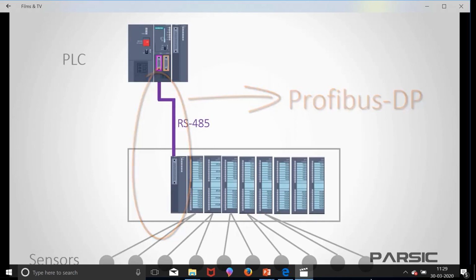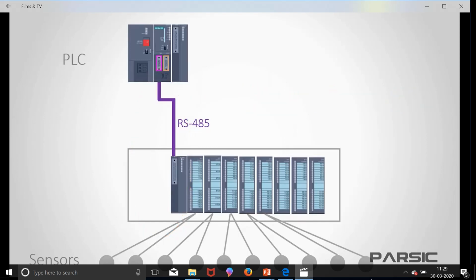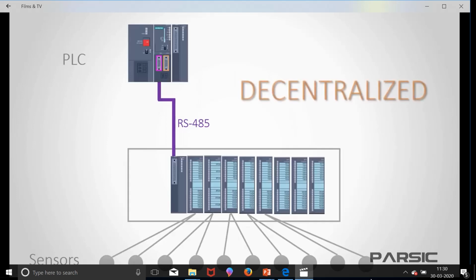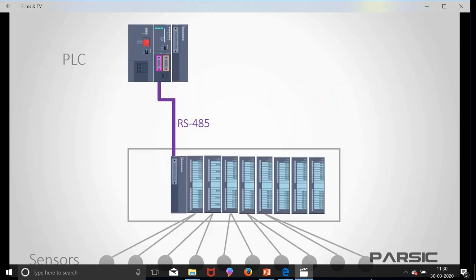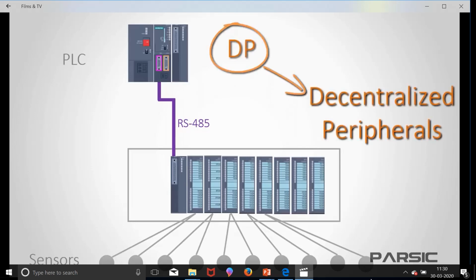So previously, the PLC's I/O modules were arranged centrally, but by introducing a network bus between the main controller and its I/O modules, we decentralized the I/Os, moving them to this enclosure in the field area. That's why this type of PROFIBUS has the added suffix of DP, or decentralized peripherals. We usually call these decentralized peripherals remote I/O.